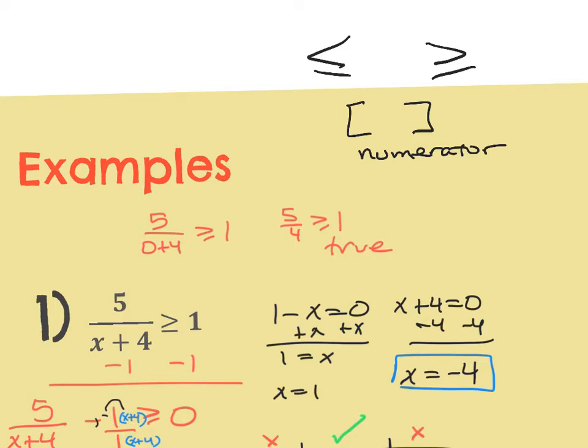Yes? Could you repeat what you said that whenever the symbol in the original problem is? So whenever the symbol in the original problem starts out with either a less than or equal to or a greater than or equal to, the only number in your interval notation that gets a bracket is the solution from the numerator. Denominator, no matter what symbol you have, will always have parentheses.